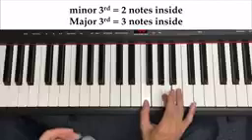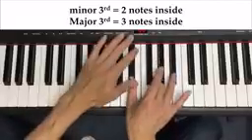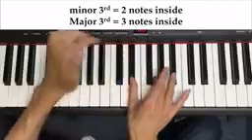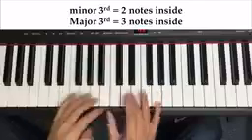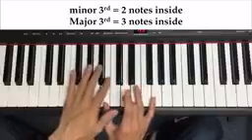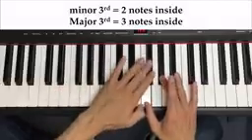Over here, that's a major third, right? Because there's 3 inside of it. If we go here, that's a major third, because it has those 3 notes inside of it. Here, that's a major third, because there are these 3 notes inside of it. But if we played this, that's a minor third, because it has 2 notes, right? And so is this. That's a minor third.